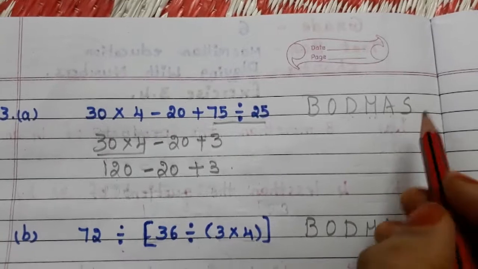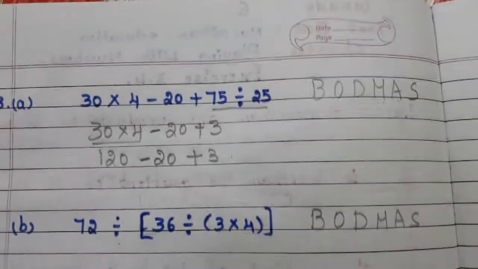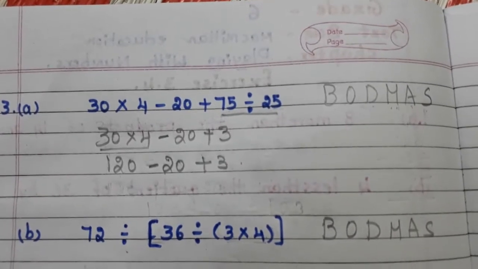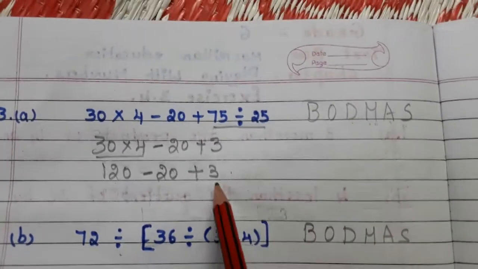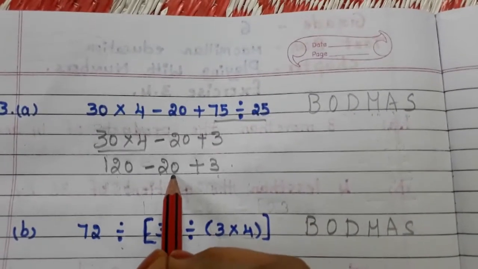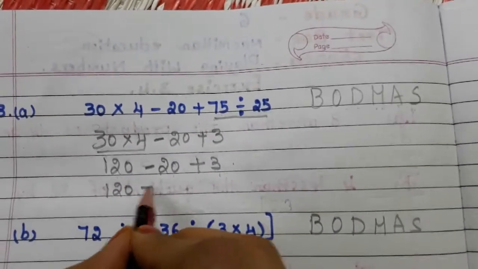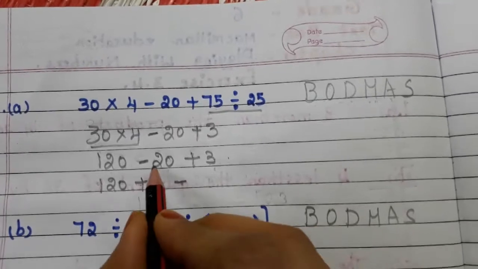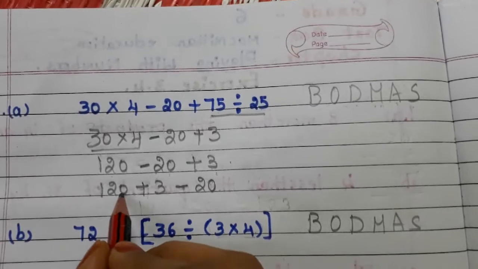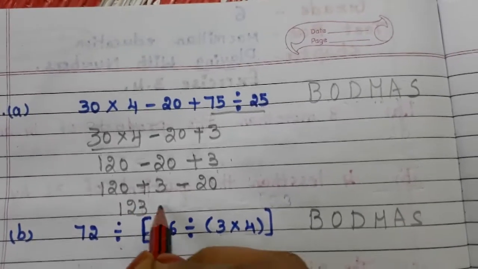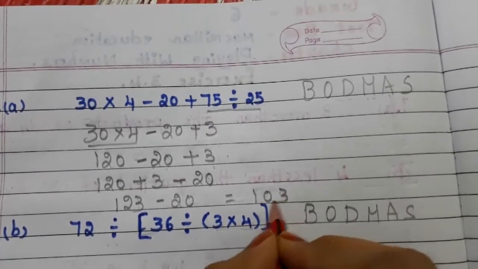In BODMAS what comes first? Addition comes first. So first we have to do the addition. But children, here one thing we have to remember that we have positive numbers and negative numbers, right? Here 3 is the positive number and 20 is the negative number. So first we have to add 120 plus 3. From this we have to subtract 20. 120 plus 3 is 123 minus 20. So the answer is 103.